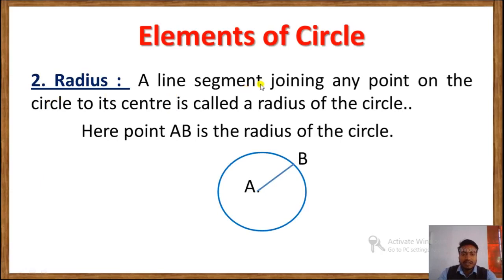Second, radius. A line segment joining any point on the circle to its center is called a radius of the circle. Here AB is the radius of the circle. So here you can see we have the center point A, and if we draw any line segment using this center point, that will be what? Radius of a circle. Understood? Here you can see AB is the radius.